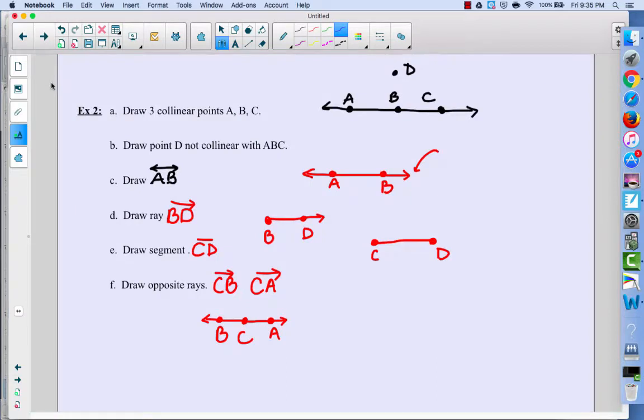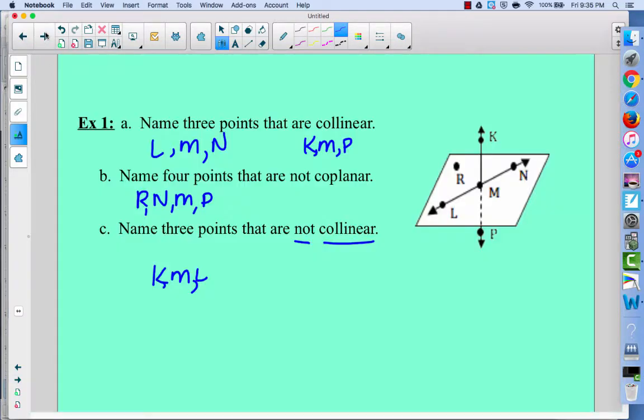All right, now I'm going to ask you to pause, and I want you to draw all of the different options I gave you. Now you may need to go back and look at the definitions, draw them, and then come on back to the video.